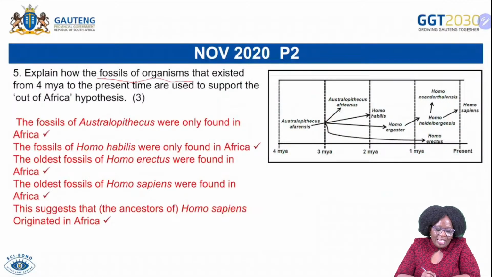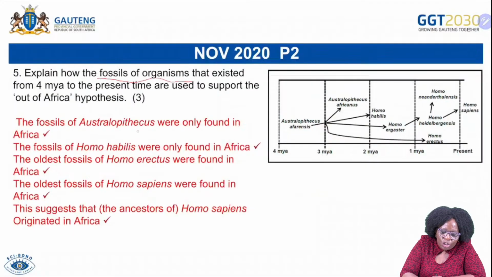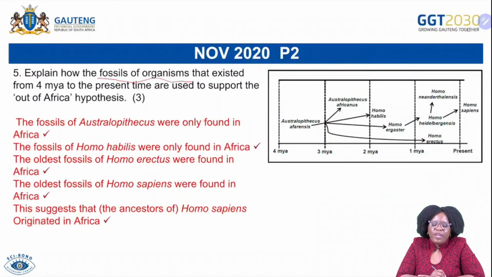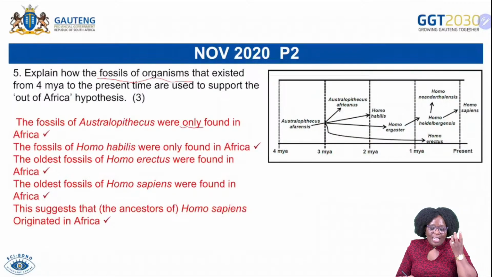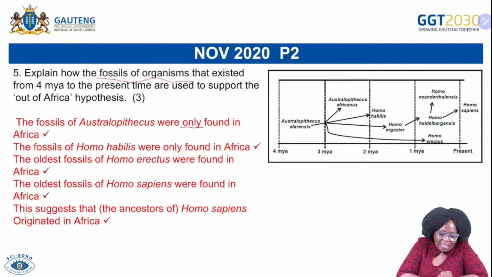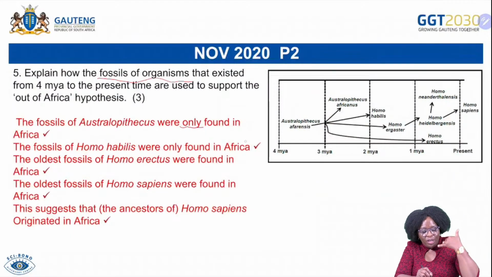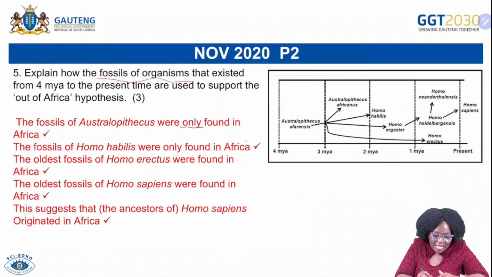Our answer there is that the fossils of Australopithecus were only found in Africa. You cannot say they are found in Africa. Please remember to emphasize that the fossils, the remains of the Australopithecus, were only found in Africa. You have a mark. And you can also add that the fossils of Homo habilis were only found in Africa. So we're talking about the Australopithecus, and now Homo habilis. It's also only found in Africa.